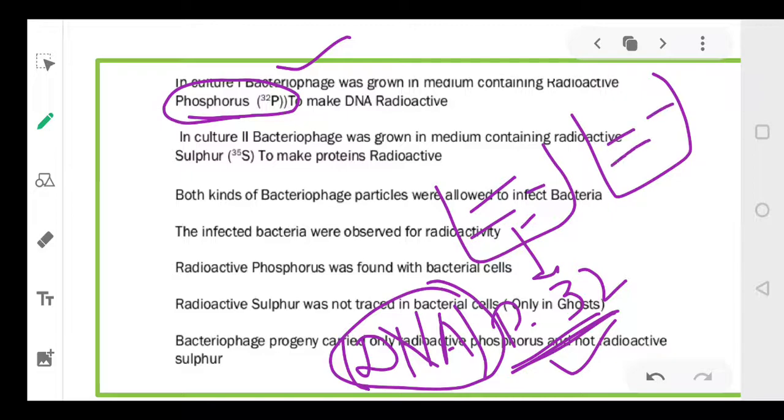In second medium we made the proteins radioactive by inducing sulfur radioactive, sulfur 35. तो हमने बैक्टीरियोफेजेस को 2 मीडियम में ग्रो किया. एक मीडियम जिसमें हमने डीएनए को रेडियोएक्टिव बनाया by using the phosphorus 32 और एक मीडियम जिसमें हमने प्रोटीन्स को रेडियोएक्टिव बनाया by taking the sulfur 35. Okay, clear? Now these bacteriophages from both the mediums were taken and these were allowed to infect the bacteria. अब हमने बैक्टीरिया को इन्फेक्ट किया. ठीक है, is it clear?